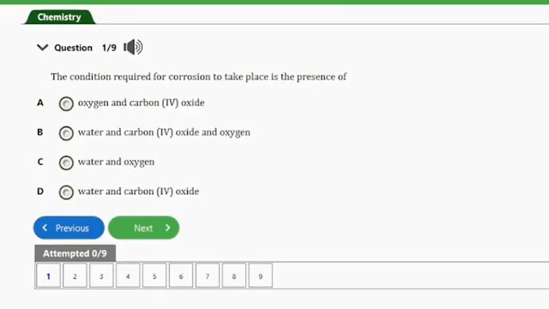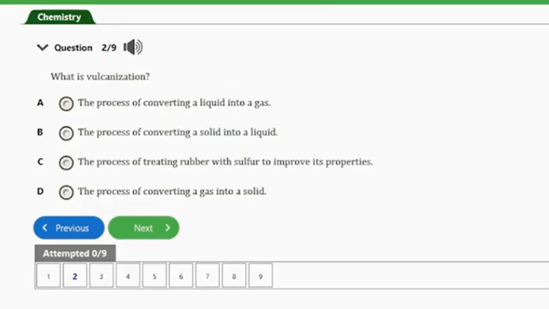to take place is the presence of A, oxygen and carbon dioxide, B, water and carbon dioxide and oxygen, C, water and oxygen, D, water and carbon dioxide. So guys, the answer to this question is option C, water and oxygen. Water and oxygen are actually the condition required for corrosion to take place. So let's consider the next question.